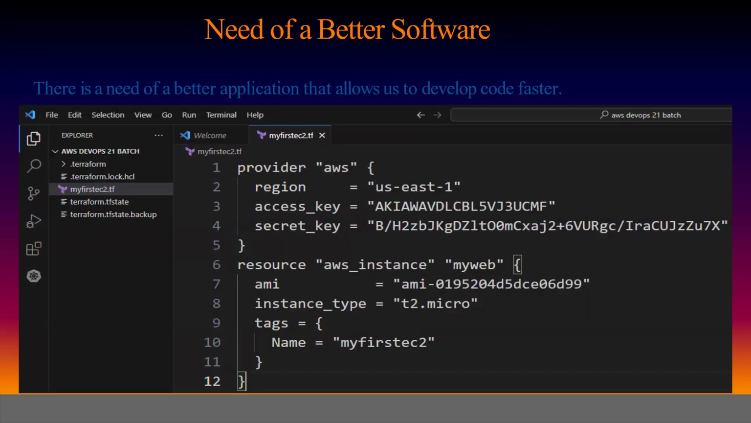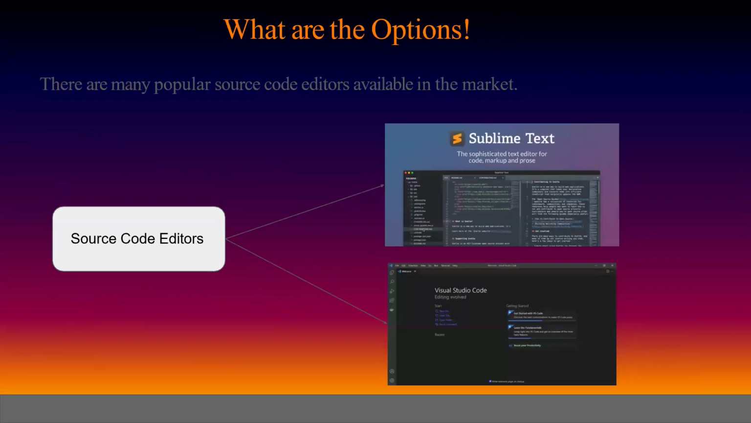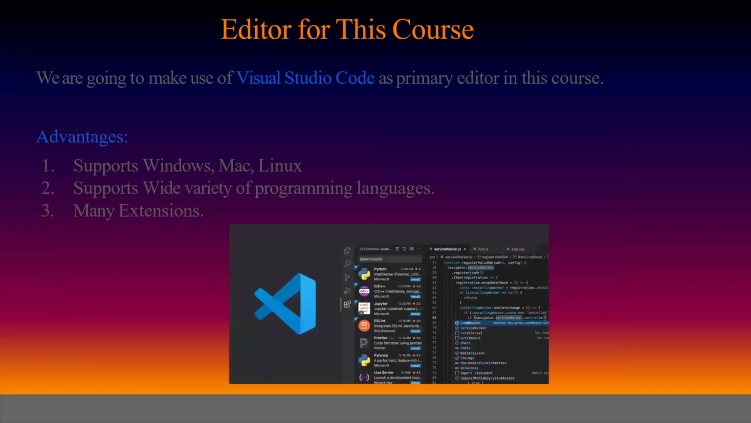So we need better software, something like VS Code. There is a need for a better application that allows you to develop code faster. So what are the options? There are many popular source code editors available in the market, such as Visual Studio Code, Atom, and Sublime Text.